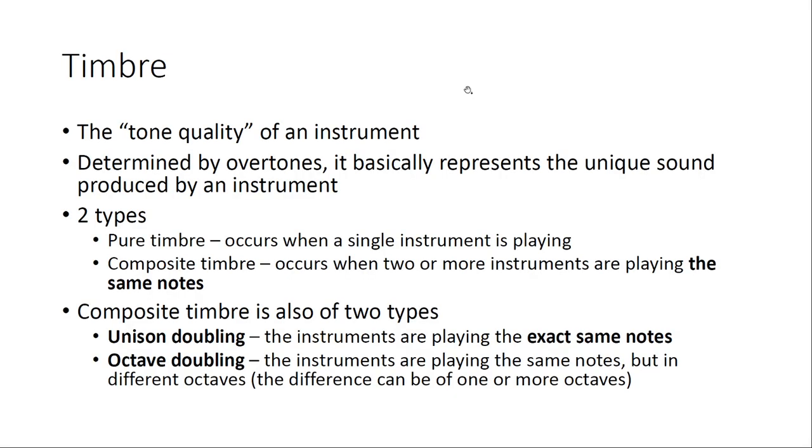Right. So, the technical definition of timbre is the tone quality of an instrument, determined by overtones, basically representing the unique sound. But a simple explanation is that it's the sound trait of an instrument. Like, when you listen to 100 guitarists, you'll immediately know which one of them is Synyster Gates when he's playing. It's because of his tone. It's basically the tone of an instrument, the way you identify that an instrument is a piano or a violin or a viola. It goes the same for voices as well.